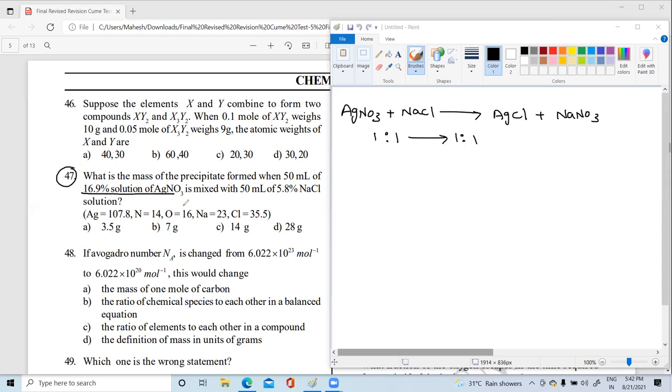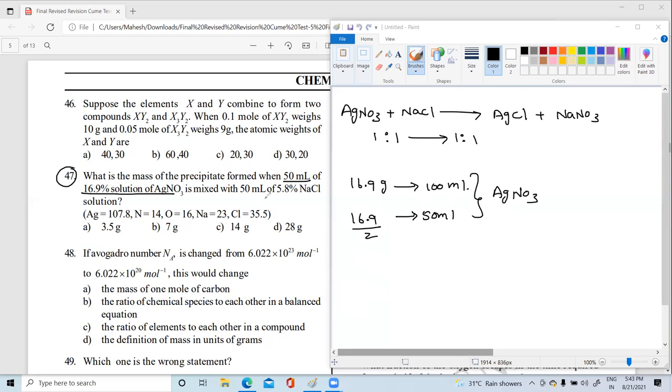16.9% solution of AgNO3, in 50 ml we have to find. It means 16.9 grams in 100 ml of solution, right? That means in 50 ml of solution the weight is how much? 16.9 by 2, right? 16.9 by 2. Okay, so this is with respect to AgNO3 solution. So in 50 ml, how many grams are there? We can get it here.